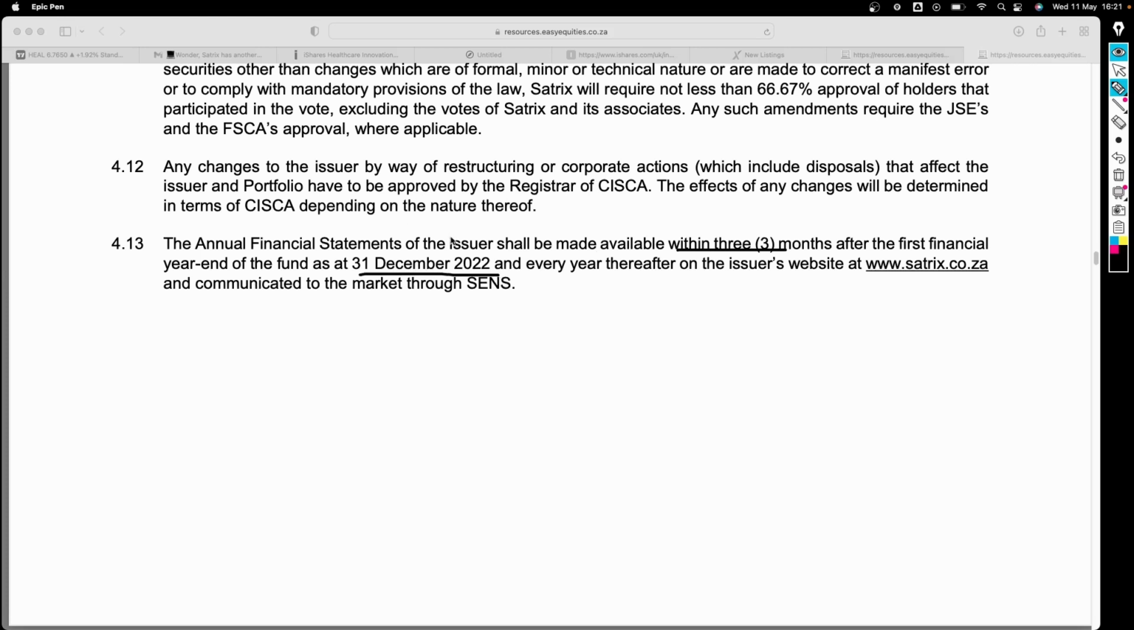So from this, we can assume that the financial year end of this ETF is going to be the 31st of December of each year. Then from there, you can expect to get the annual financial statement, which covers how the fund manager has been spending money and the money in that ETF.